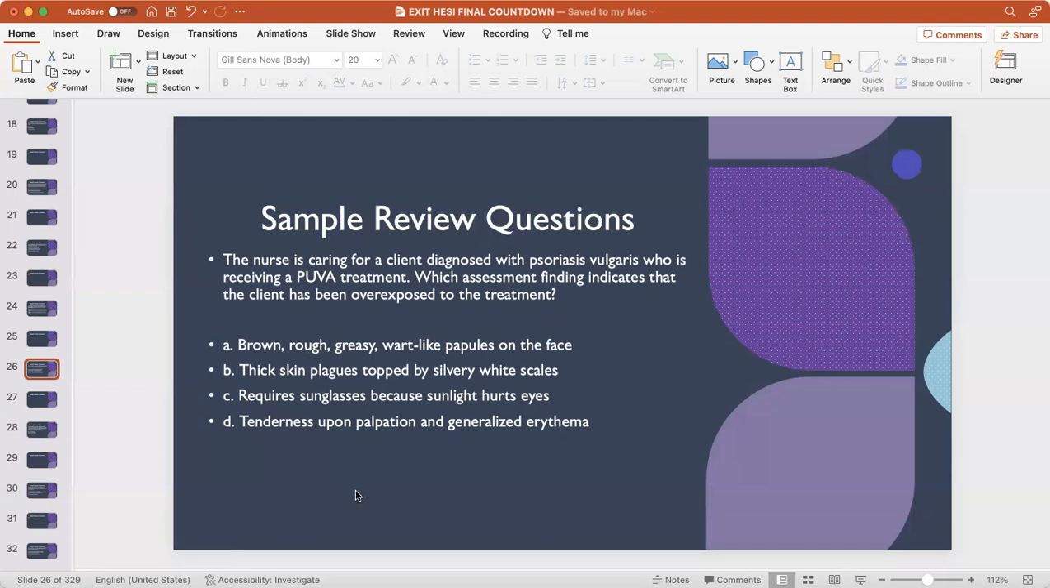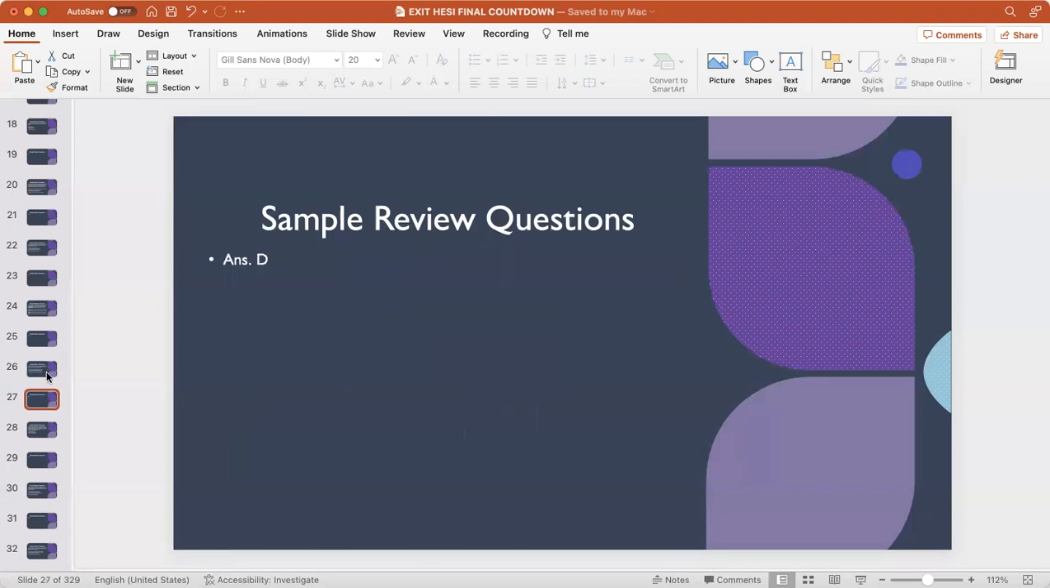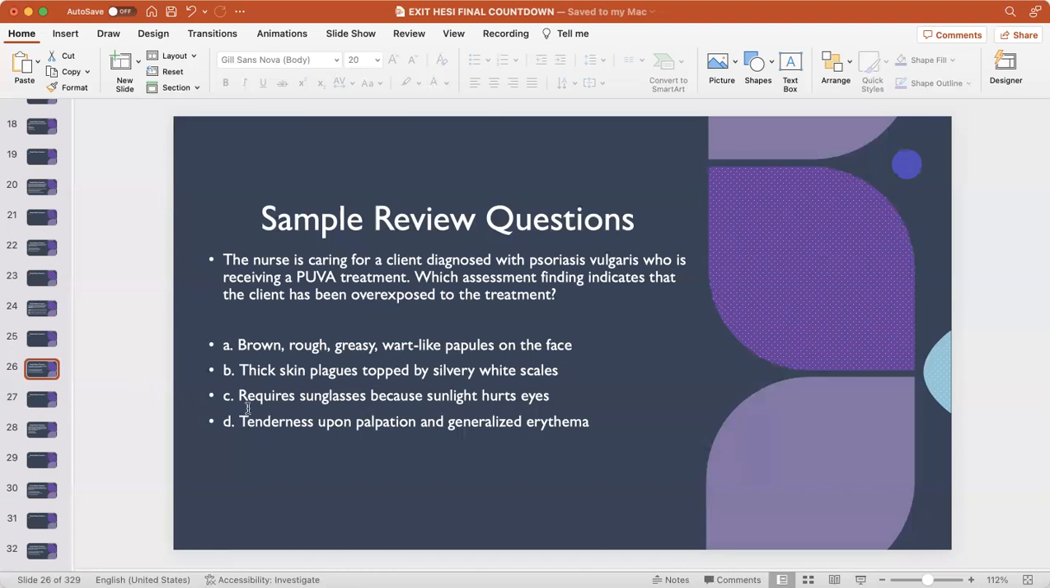Any takers? D. D. Okay, D. D is in dog. Why is it D? Someone educate me on PUVA treatment. I don't know what the P stands for, but I know it's a light treatment, the UVA rays. Good. So then why would A, B, or C not make any sense?